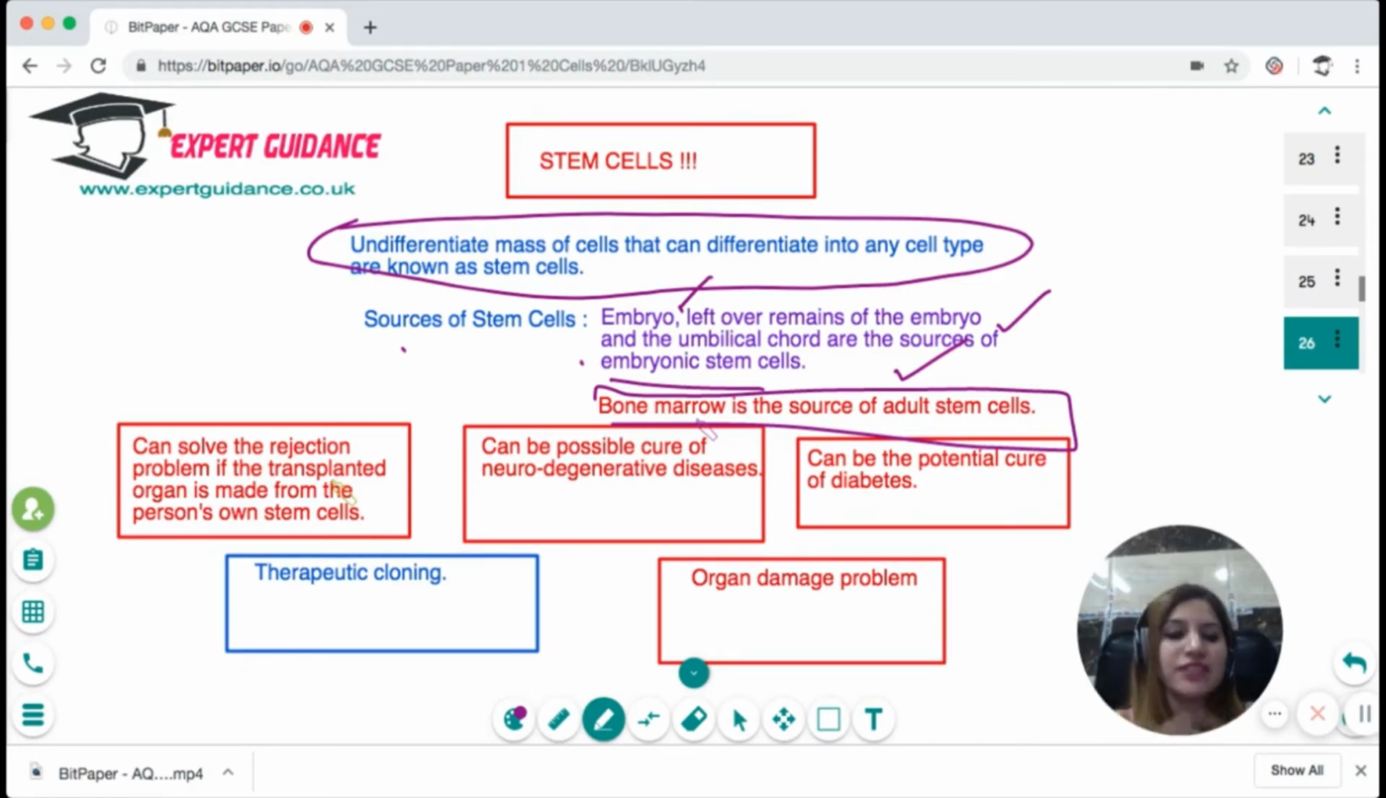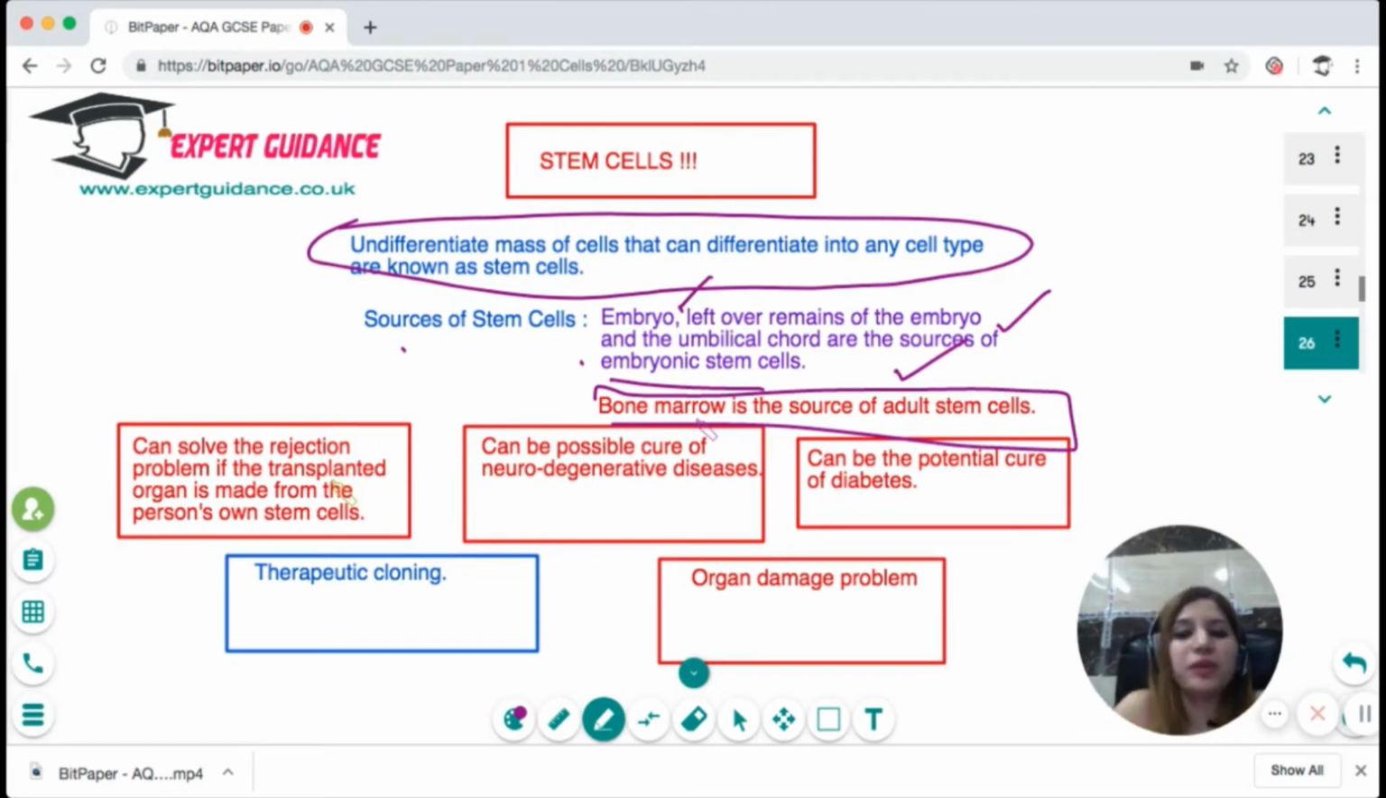But if the stem cells of the person's own body are used to generate the organ, then the chances of rejection can be solved. Second, there are a lot of neurodegenerative disorders in which part of the nerve cells get damaged. If the person's stem cells can recreate those nerve cells, the neurodegenerative disease can be treated. Diseases like blindness can be treated. It can be a cure for diabetes, if the beta cells of the pancreas get regenerated.